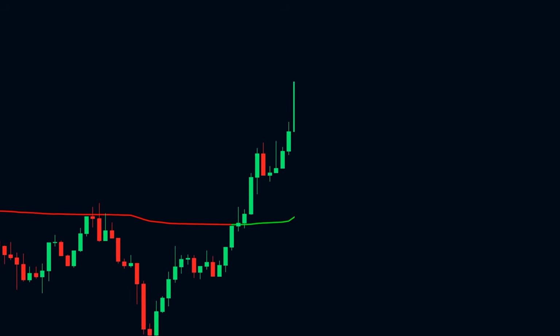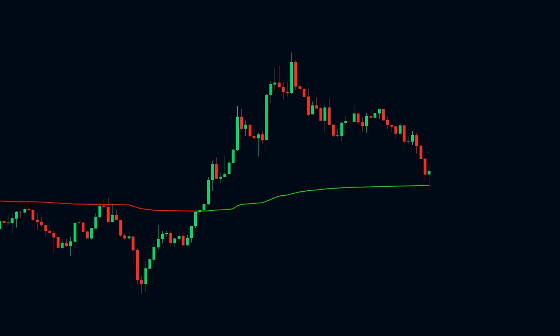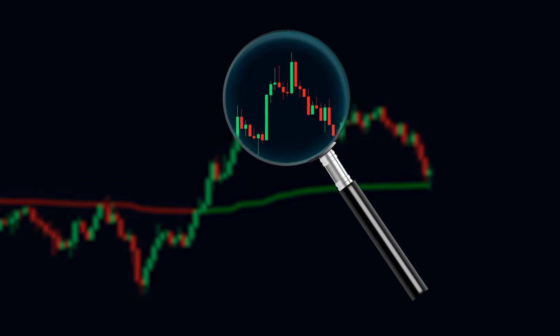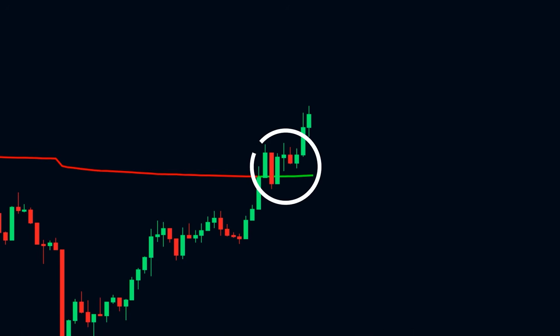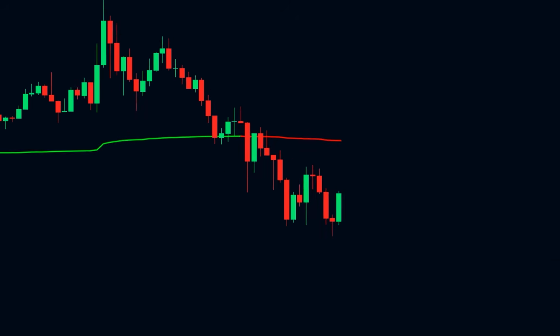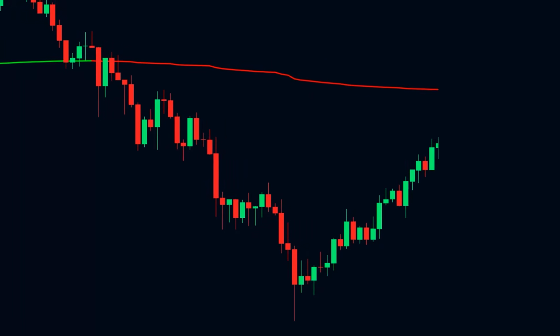The VWAP tells you fair value, but it doesn't tell you when price is moving in the opposite direction, a key sign that momentum and value are starting to diverge. That's where divergence comes in, and once you know how to spot them, everything changes. Most traders use the VWAP to confirm trend direction or spot mean reversion setups, but what they miss is that price and the VWAP don't always agree, and when they start to pull apart, that's where the edge is.